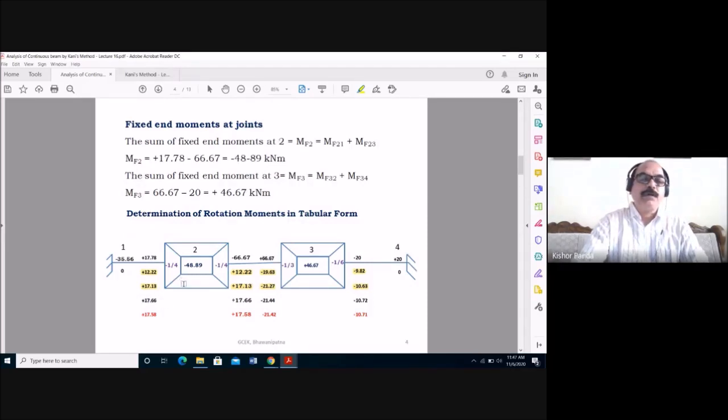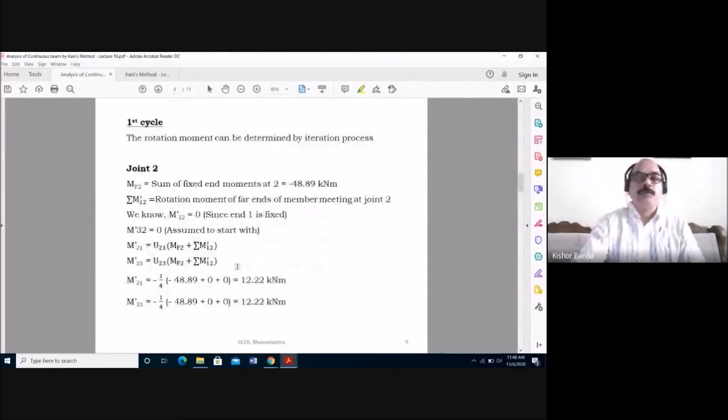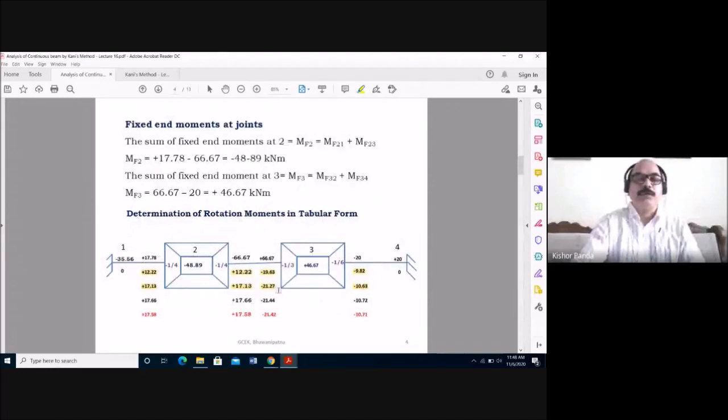Third cycle, in a similar way, we'll find out the rotation factor m-21, then m-23, then m-32, then m-34. So when you find out m-21, what is the far end rotation moment you have to take? Here you have to take this one. And for m-23, you have to take the far end rotation moment also this one. So you will get the value this side and this side in the third cycle. Joint 2, so you have to take 0 and minus 21.27. This side 0, this side minus 21.27.